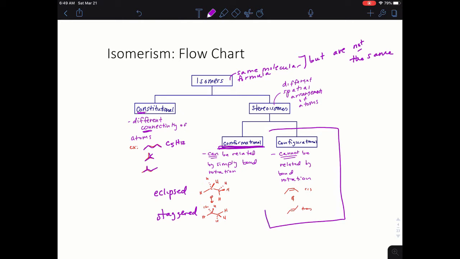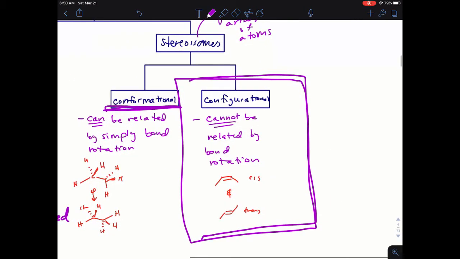And then we learned about configurational isomers. And configurational isomers, this is where we are today. So these cannot be related by bond rotation. For example, we have cis and trans 2-butene here. If you rotate cis 2-butene to make trans 2-butene, that requires breaking the pi bond. So those are called configurational isomers. They cannot be related by bond rotation. So we're going to zoom in on this area of our flowchart today.